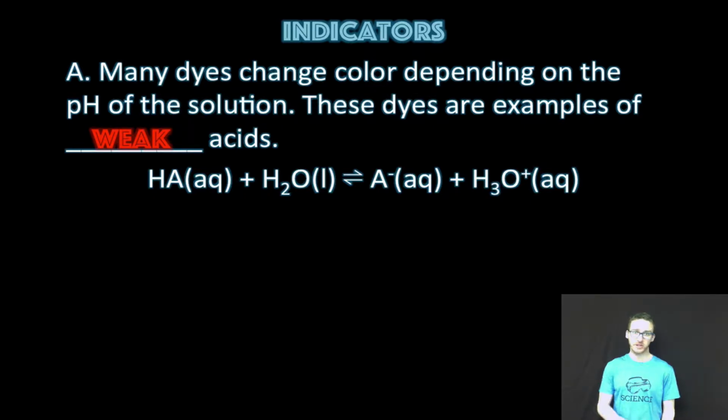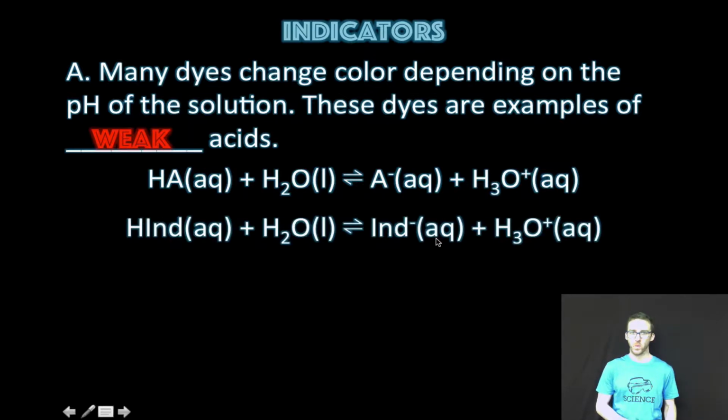And there's the equation to describe a weak acid reaction with water. What we're going to do in this video is, because it's a weak acid, but our focus is on indicators, we're just going to sub out that A for IND, short for indicator. But notice, it does the same thing. It acts just like a weak acid, and we'll set up the same type of equilibrium. Our anion is just going to be represented with that IND minus.